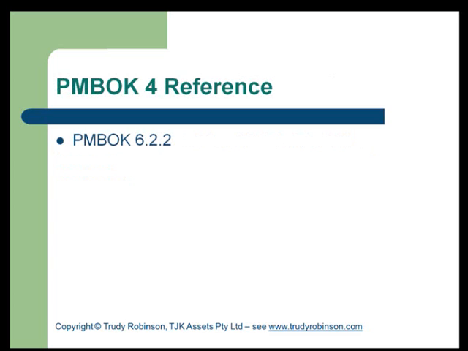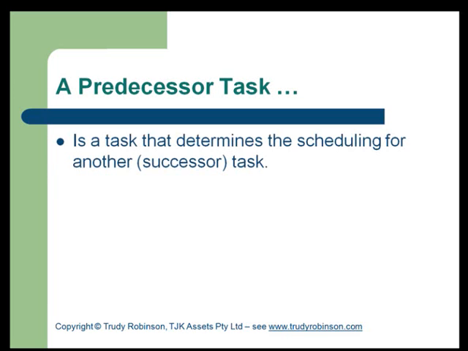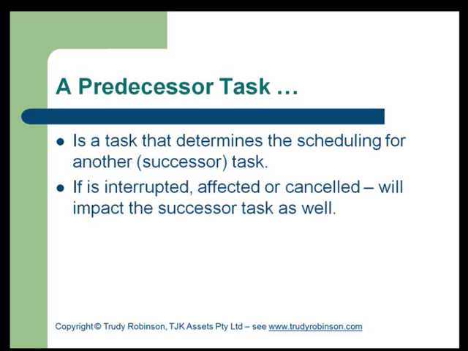PMBOK 4 reference is 6.2.2, looking at page 138. A predecessor task is a task that determines the scheduling for another task. The further task is called a successor. If the predecessor task is interrupted, affected or cancelled, it will impact the successor task as well. Any predecessor task may have multiple successors.